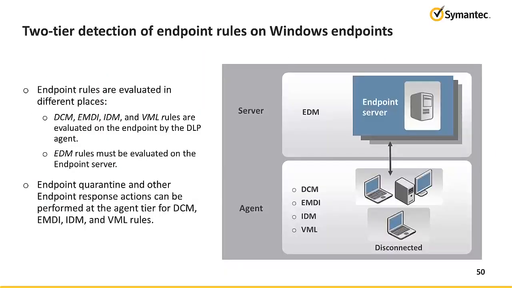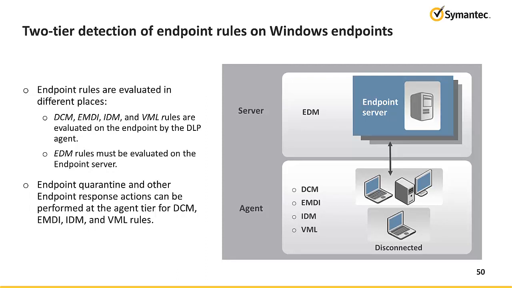The DLP agent for Windows can perform most detection methods locally on the endpoint computer. However, some of the more resource-intensive detection methods must be performed on endpoint servers to maintain the performance of users' computers and the organization's network. This approach is called two-tier detection.